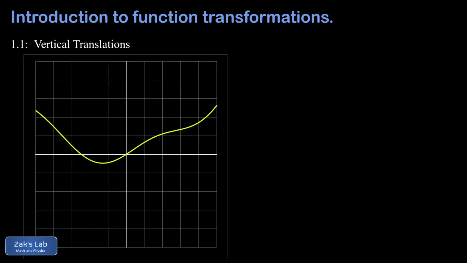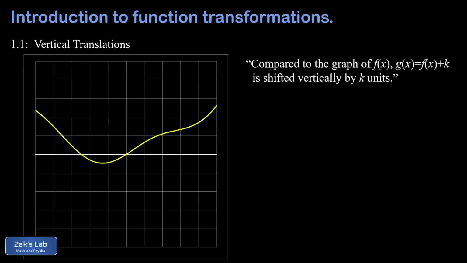And we'll start things out with vertical translation of a function, in other words, an upward or downward shift in the plane. Now, what we're looking at is a graph of some original function that we're going to call f of x. And our choice of language and notation can be really helpful to our intuition here. We're going to say, compared to the graph of f of x, the graph of g of x, defined by f of x plus k, is shifted vertically by k units.